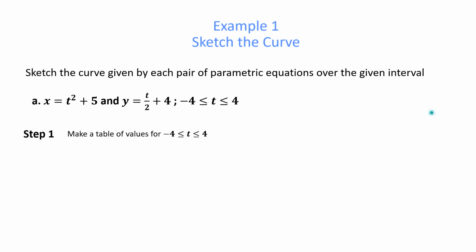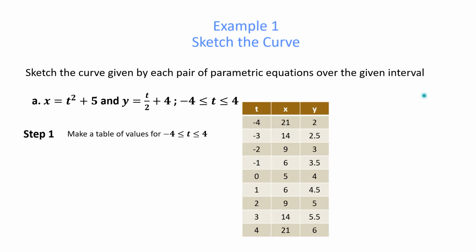Step 1. Make a table of values for t between minus 4 and plus 4. So here is our table with the t values ranging from minus 4 to plus 4, and the corresponding x values and y values. Whichever value of t we take, suppose minus 4, substitute it in x to get the value of x. Substitute the t in the y to get the value of y. So here are the values of x and the corresponding values of y.